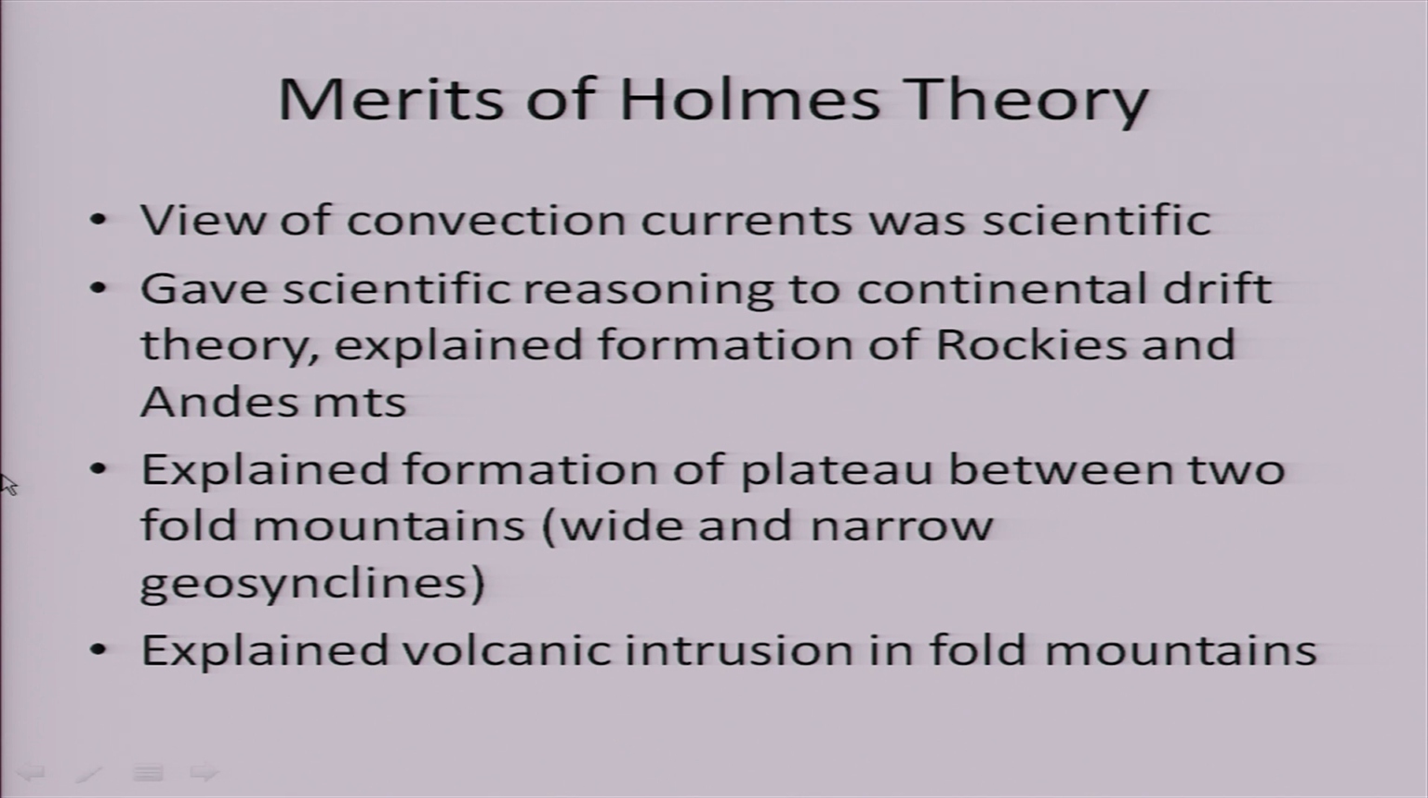So, when the question comes, you will give all the three stages and give the merits and demerits or the criticisms of the theory. First, we deal with the merits of the Holmes convection current. It is that the view that the convection current was the force related to orogenesis was more scientific compared to the stress force or motive force of Kober, and he gave a scientific explanation to the continental drift theory and explained the formation of Rockies and Andes mountains. He explained the formation of plateau between two fold mountains.